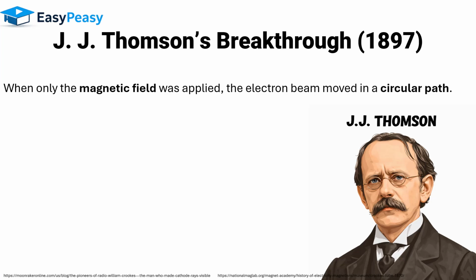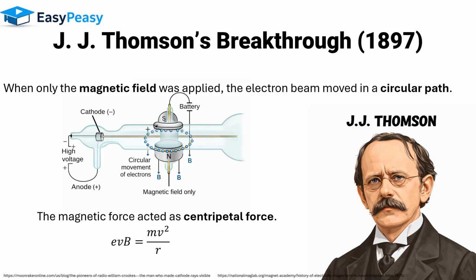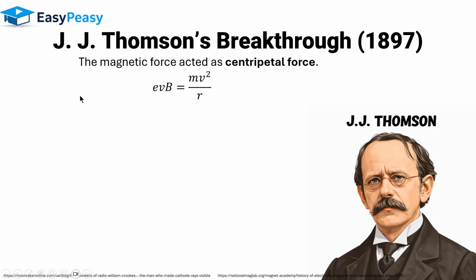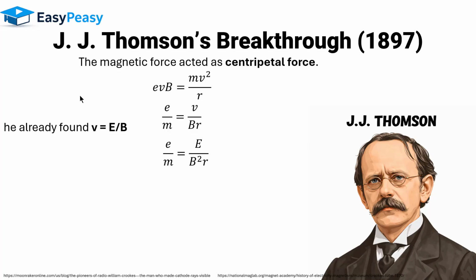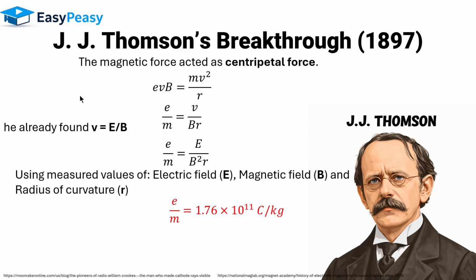But when he stopped the electrical field and just put the magnetic field on, the beam started moving in the form of a circular path. So it means that the magnetic force is also acting as a centripetal force. So he can apply the formula for centripetal force like that. Now he can replace this velocity with the formula that we already found, that is the electrical field divided by the magnetic field. And that's how he found the e/m value, and that was 1.76 × 10^11.